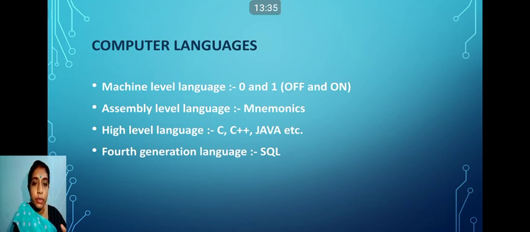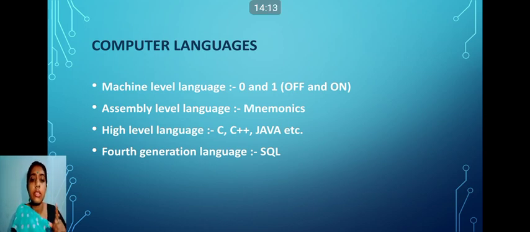Assembly level language is a bit easier than machine level language. Machine level language is a bit tough to understand, because here everything is written in the combination of 0 and 1. To understand this language is very tough, it's time taking to write programs in all 0 and 1, everything is time consuming and chances of mistakes are very high. So this language was replaced by assembly level language.